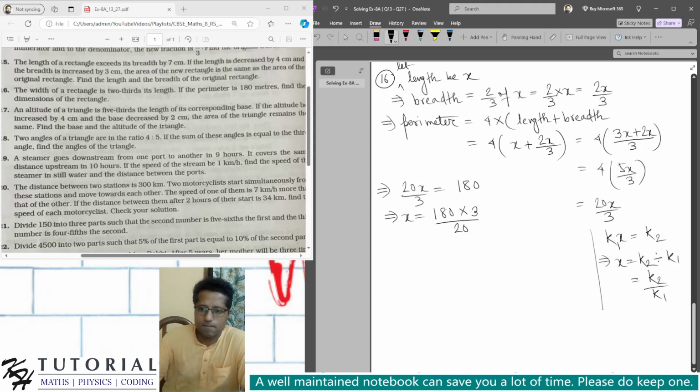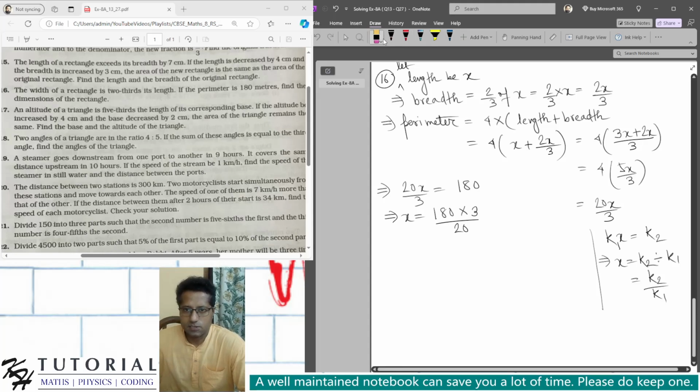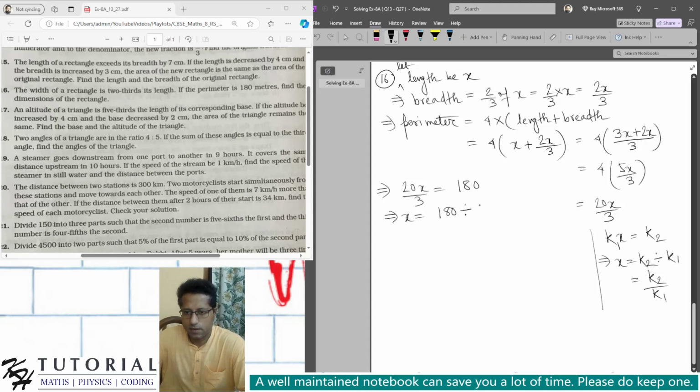So if I do it step by step, x will be equal to 180 divided by 20 by 3. Now 180 divided by 20 by 3 is equal to 180 multiplied by the reciprocal of 20 by 3, which is 3 by 20. If we do cancellation, we have 9 times 3, so x is 27. So length is 27.